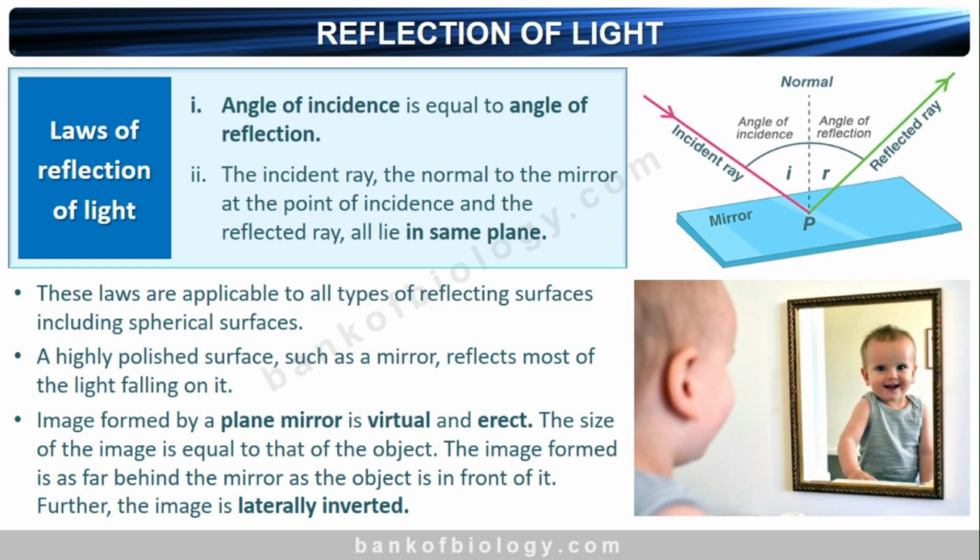Images formed by a plane mirror are virtual and erect. The size of the image is equal to that of the object. The image formed is as far behind the mirror as the object is in front of it. Further, the image is laterally inverted.